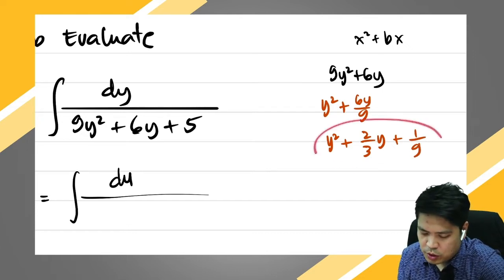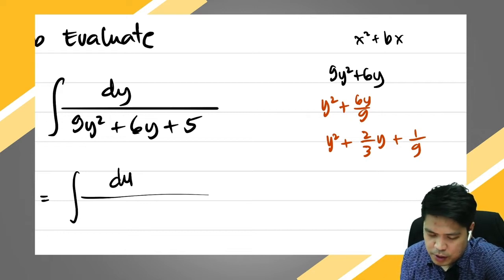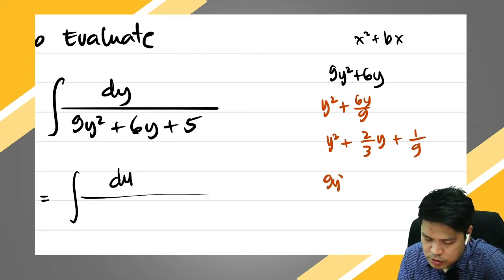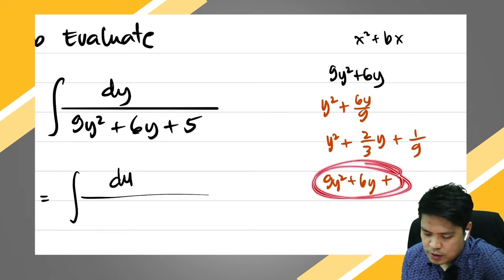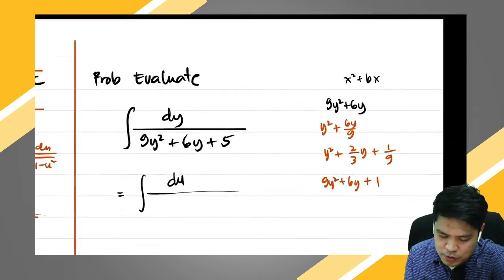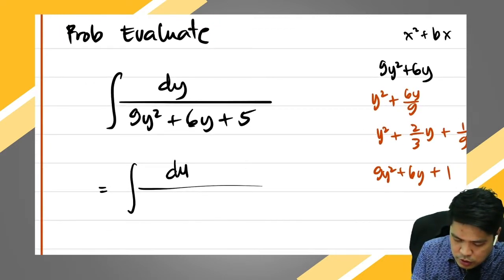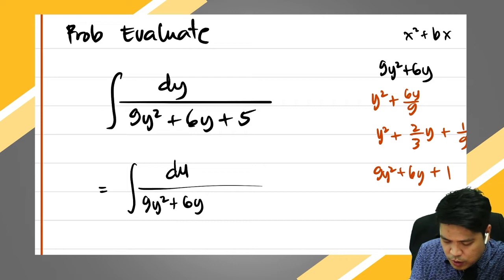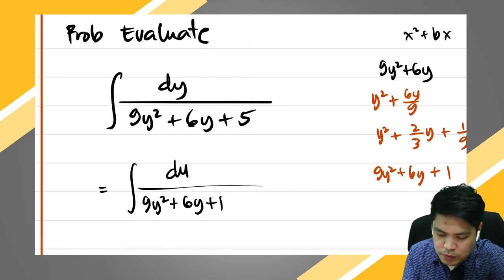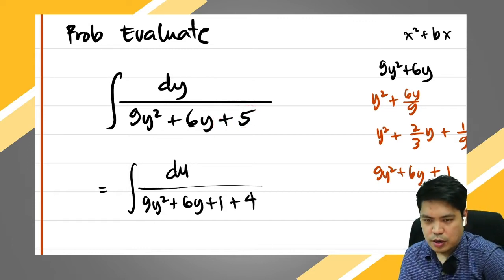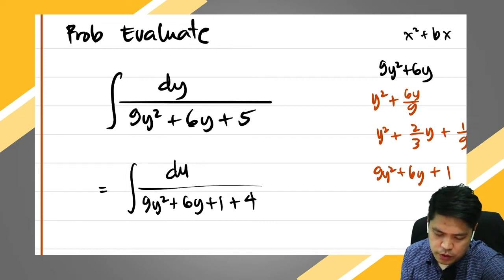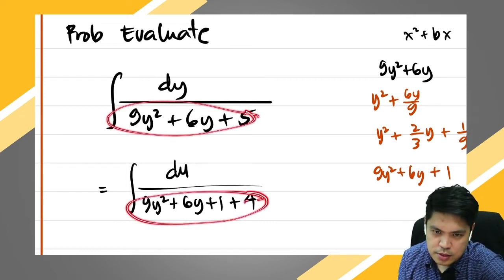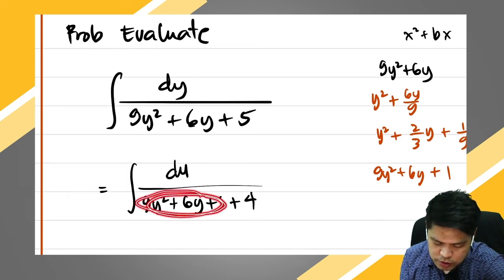So this is now a perfect square trinomial. Now, if we multiply all terms by 9 again, so we'll have 9y squared plus, this would become 2 times 3, so 6y plus 1. So this is a perfect square trinomial. Okay? So therefore, if we write here 9y squared plus 6y plus 1, okay, plus 5 dito. So kulang pa tayo ng 4. So we just need to add 4. Okay? So this is the same as this. And this is a perfect square trinomial.